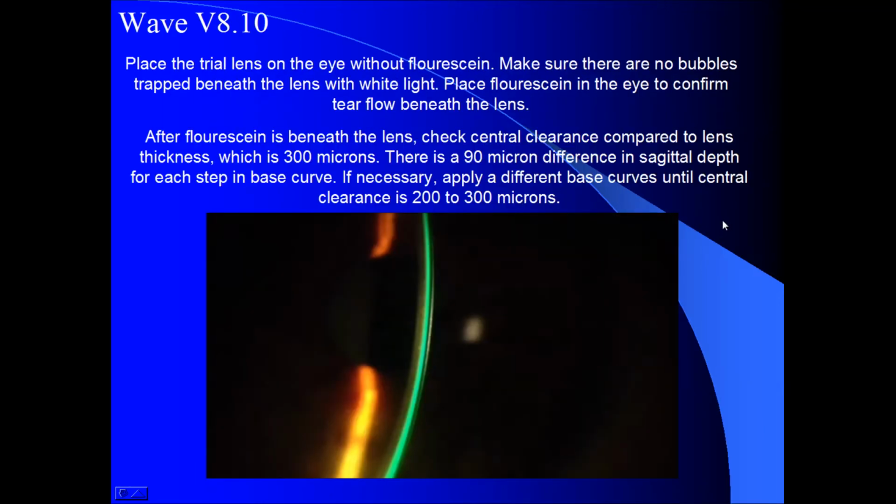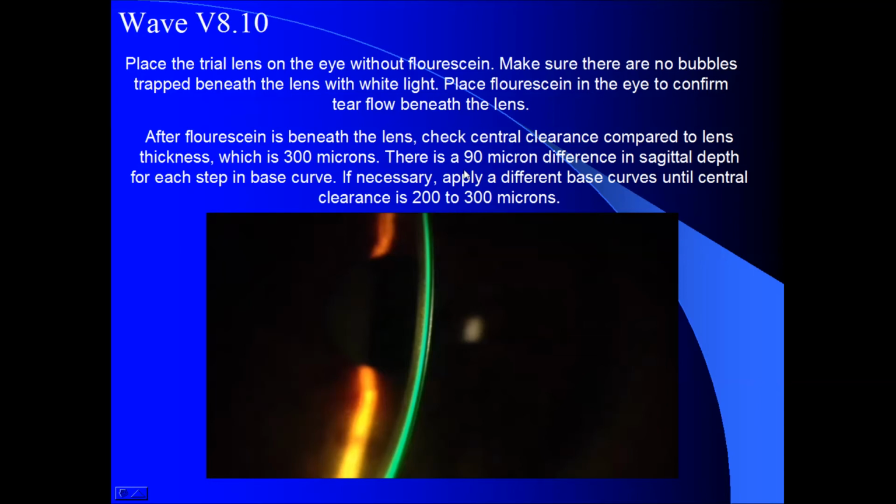Once we've selected our trial lens, the one that matches as close as possible to the one that we've designed on the screen using Wave, we put that on the eye. And the best way to do that is without fluorescein at first, so that with the lens on the eye and with no bubbles in the lens, we can apply some fluorescein to the tear film and observe with the slit lamp if the fluorescein is getting underneath that lens. We want the fluorescein to get underneath the lens so that there is some tear exchange beneath the lens.